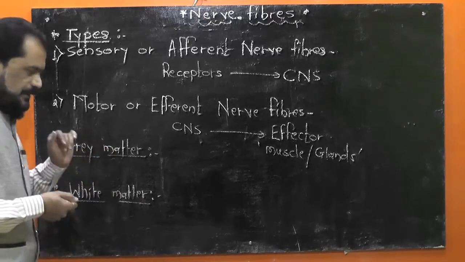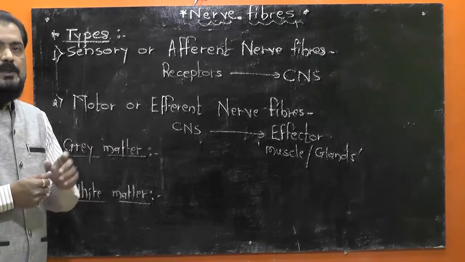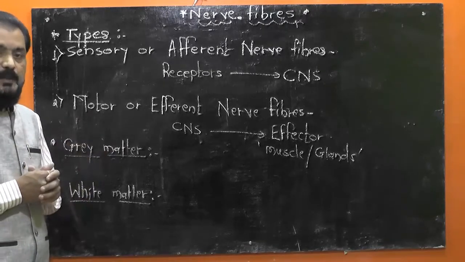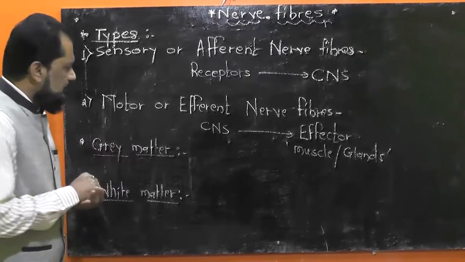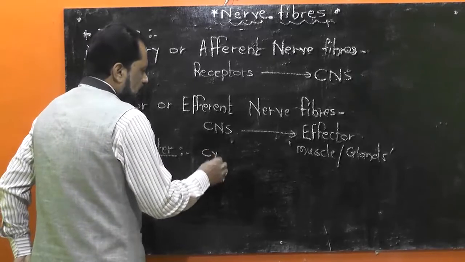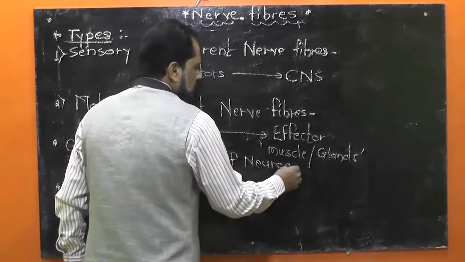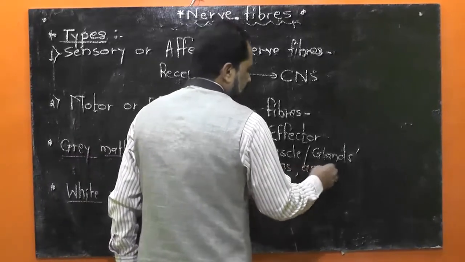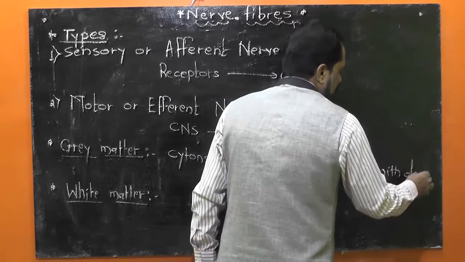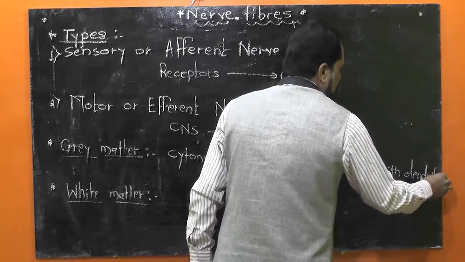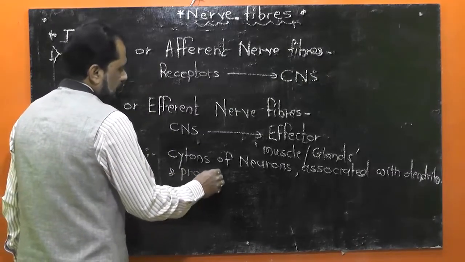Let us talk about gray matter. Gray matter is the nervous tissue which appears grayish in color and it mostly contains abundant large number of cytons of neurons associated with its dendrites and proximal end of axon.